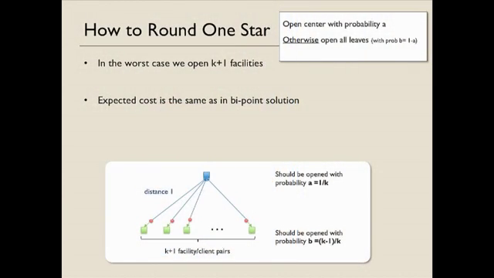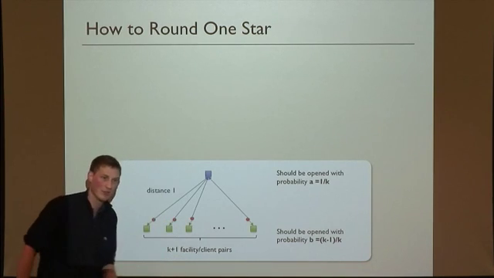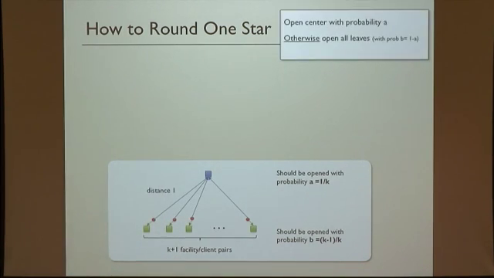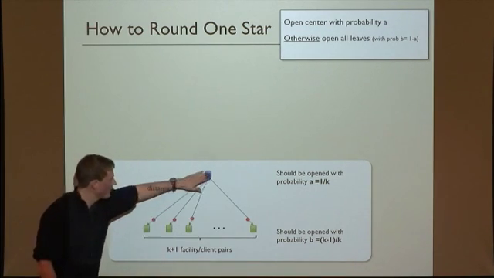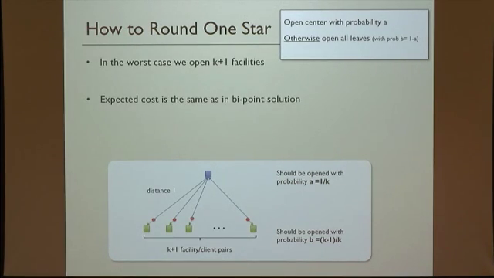So how to round one star? Now, when we are allowed to open a little bit more facilities, how would you do it? The LP tells us that we should open the center with probability 1 over k, and we should open the green solution with probability k minus 1 over k. So the algorithm will simply open the center with probability A, or otherwise we open all the leaves with probability 1 minus A, so probability B. Either open this or all the leaves. In the worst case, we will open k plus 1 facilities, and the expected cost is the same as the LP.